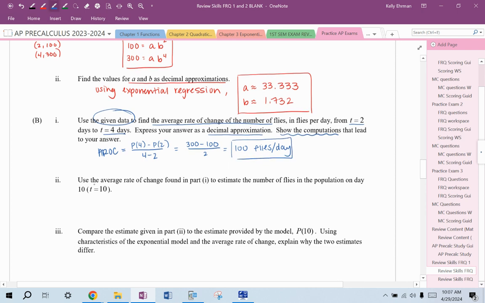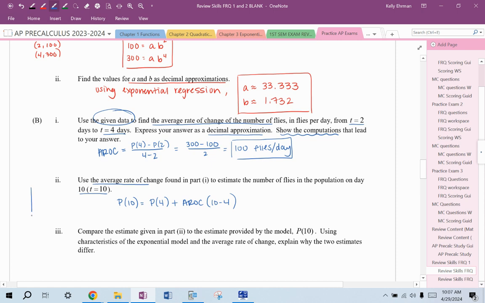Use the average rate of change found in part 1 to estimate the number of flies on day 10. Again, we've had this a few times. This is something else to study if you have not gotten this right on your last couple of tests. This is saying find P of 10. Use this little linear equation to do it. So what is a linear equation? Let's start. I like to start at the number that's closer to the approximation. So I'm not going to start at 2. I'm going to start at 4. So P of 4 plus the slope, which is the average rate of change, times the difference in x values between 10 and 4.